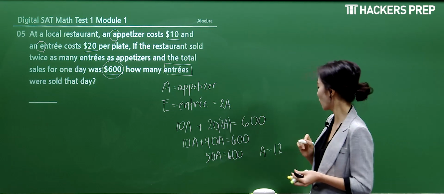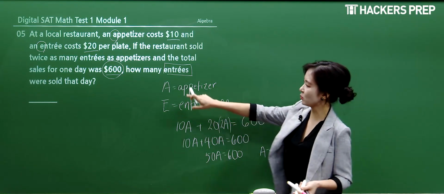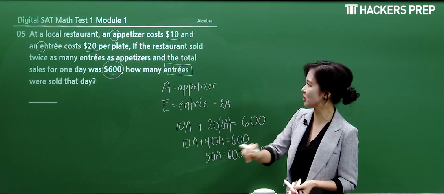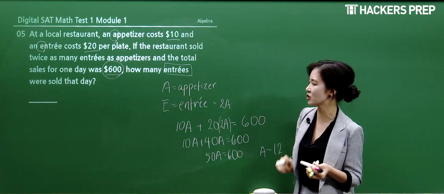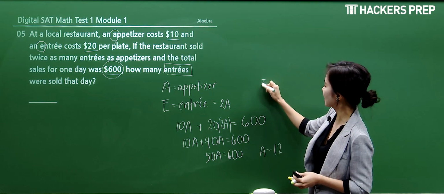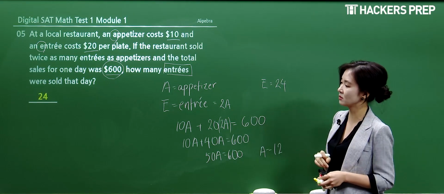Now, this is the number of appetizers that was sold, but the question was asking for how many entrees were sold that day. We did have that one piece of information where it said the restaurant sold twice as many entrees as appetizers, so given this specific value of appetizers being 12, entrees are then going to be twice that, which is going to be 24 plates. So the answer is going to be 24.